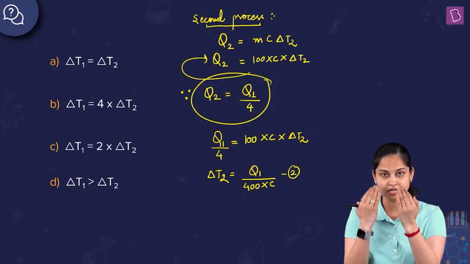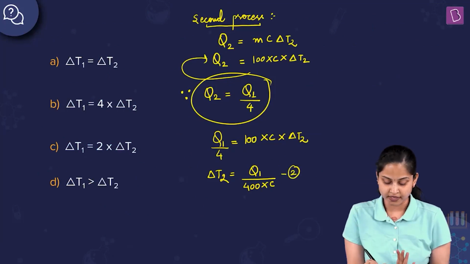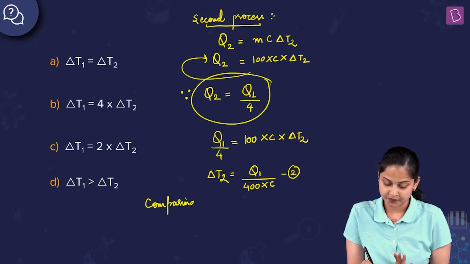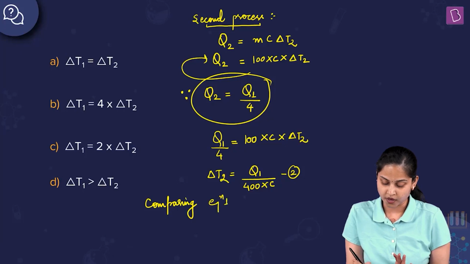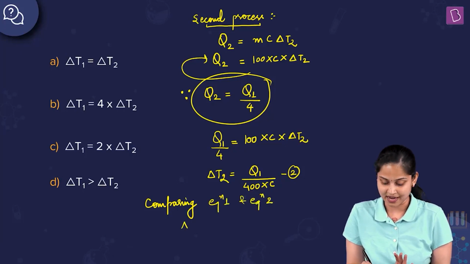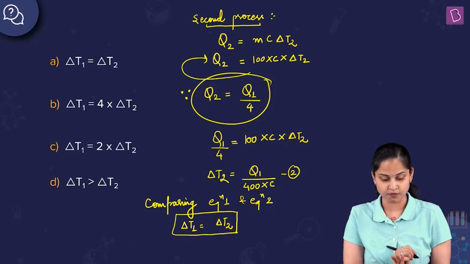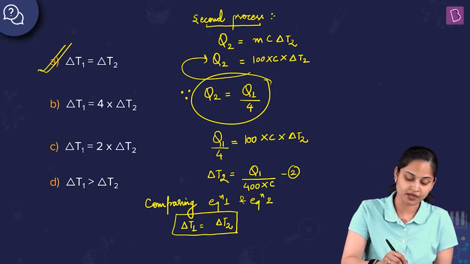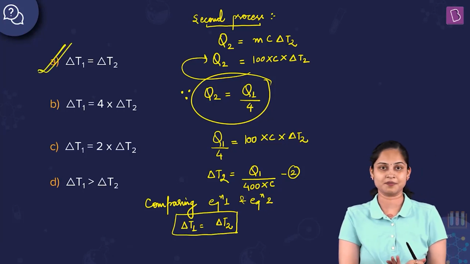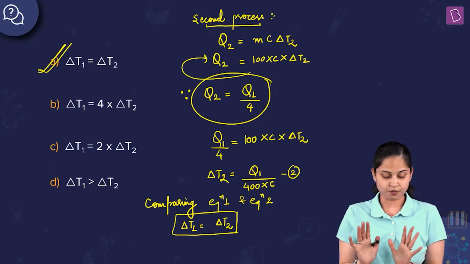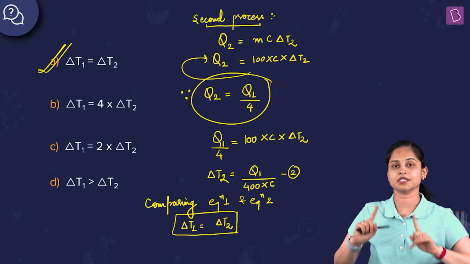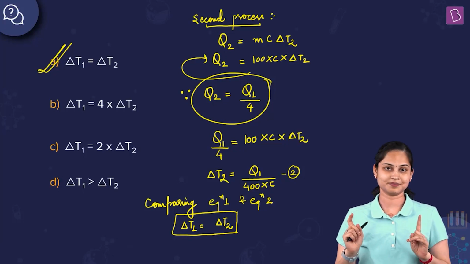If I compare equation 1 and equation 2, we can say that delta T1 is equal to delta T2, which means option number A is the right answer to this particular question. No other option is the right answer. Only option number A is the right answer to this question.